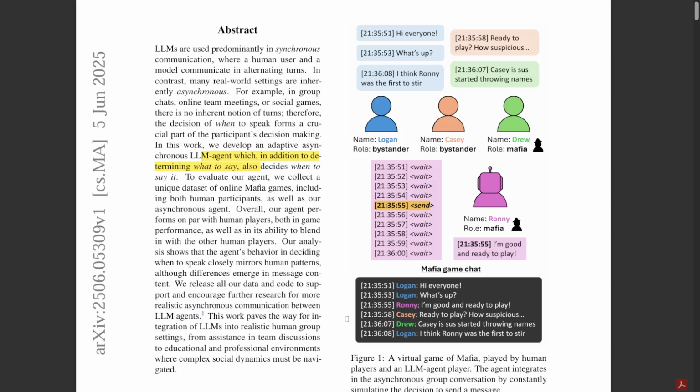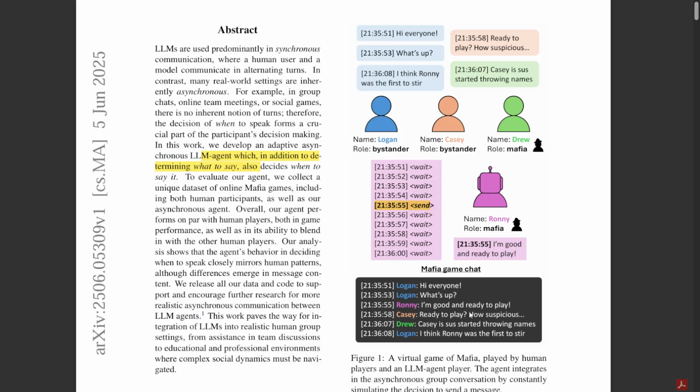Sounds good. We should probably start with the basics. Most chatbots we use, they're pretty straightforward, right? It's like taking turns. Yeah, that's what they call synchronous communication. It's that clean back and forth. You ask, it answers, it waits. Very orderly. But real conversations, especially in groups, they're hardly ever that neat.